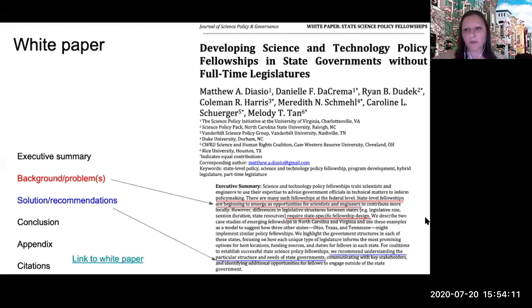So even though it's making the argument that state fellowships are useful, the problem is that they're going to have to be regulated at each state level. And the solutions and recommendations are, we recommend understanding the particular structure needs of state government. So it's a pretty simple argument, but I think it makes the point of what the problem is and what the solutions are that are recommended here. And you would then typically have also an appendix and citations. As I mentioned, this is more involved and more like an academic paper.